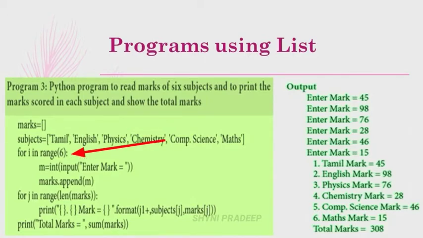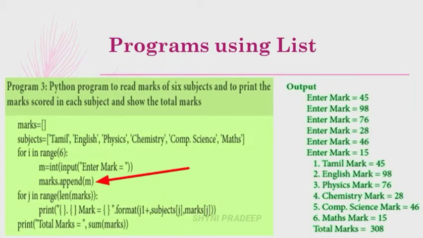Next a for loop is given: for i in range 6. 6 subjects. So here what is the last value? 6. Step value and start value are not given. So the default step value is 1 and the default start value is 0. See the body section of the for loop. m is equal to, here m is a variable, is equal to int input enter mark, you have to enter the mark. Marks dot append of m.